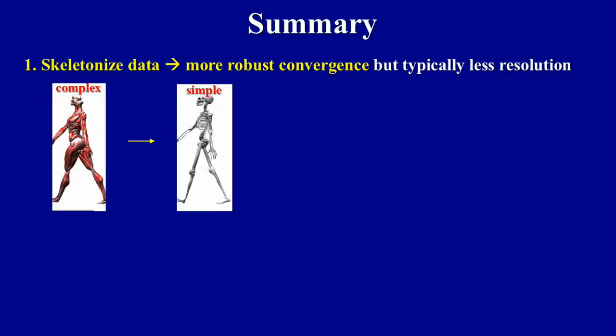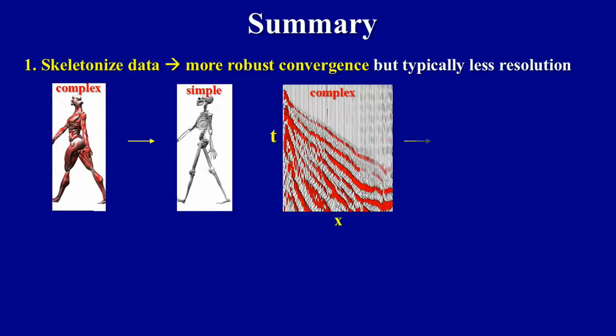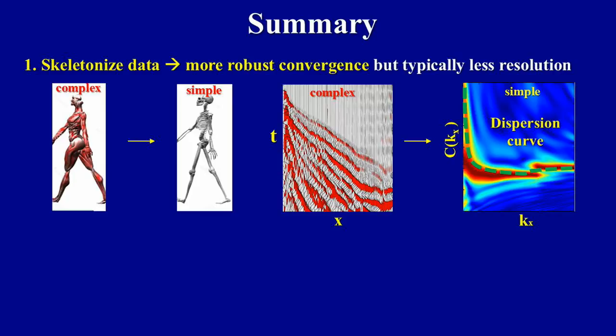Okay, so in summary, we take very complex data that is very difficult to invert using some of the full waveform inversion methodologies. We get stuck in local minima. So we simplify our data, thereby simplify our misfit functions, and so we don't have so many local minima to get stuck in. And a geophysical example is this, our complex data can be turned into much simpler data for at least surface waves in this way.